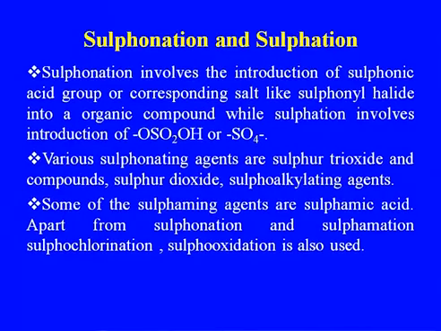Sulfonation and sulfation are also very important reactions in the chemical process industry, where we need some sulfonated compounds. Sulfonation involves the introduction of a sulfonic acid group or the corresponding salt, like the sulfonyl halide, into an organic compound, while sulfation involves introduction of the OSO2OH group or the SO4 group. Various sulfonating agents are sulfur trioxide and compounds, sulfur dioxide, and sulfo-alkylating agents. Some of the sulfamating agents are sulfamic acid.